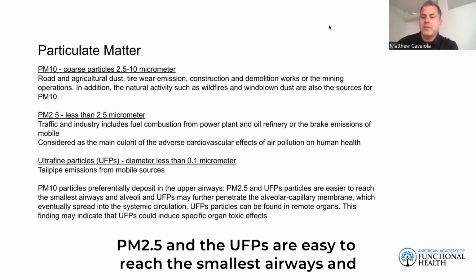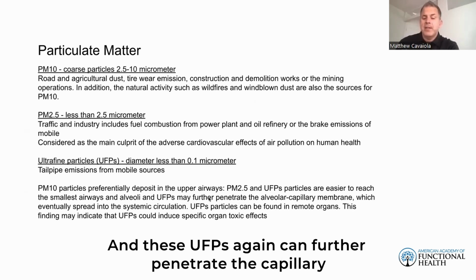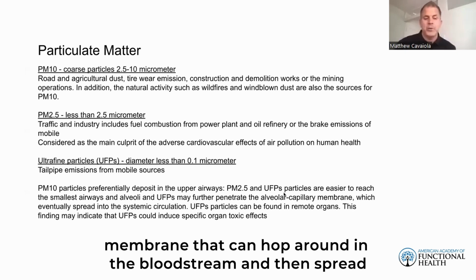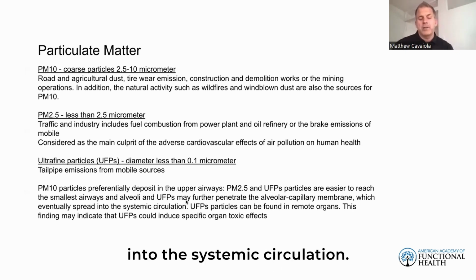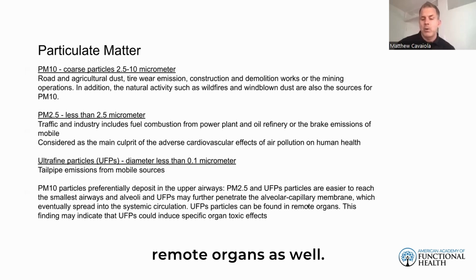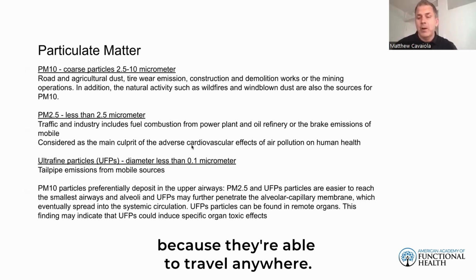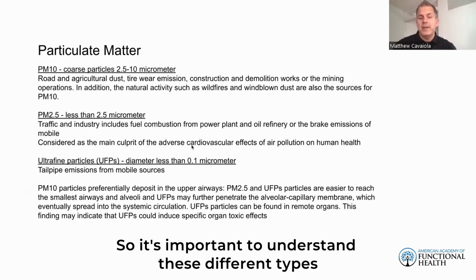PM 2.5s and the UFPs more easily reach the smallest airways and the alveoli in the lungs. And these UFPs, again, can further penetrate the capillary membrane. They can hop right into the bloodstream and then spread into the systemic circulation. And what has been shown is these particles can be found in remote organs as well. And this could also induce specific organ toxic effects because they're able to travel anywhere. So it's important to understand these different types of things.